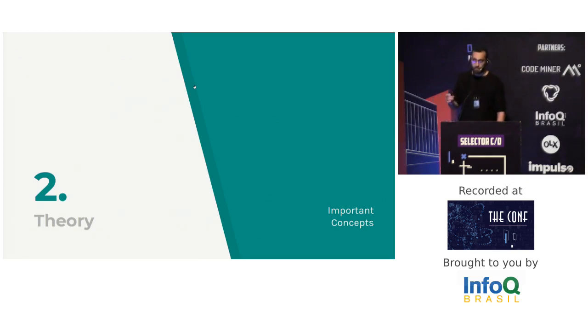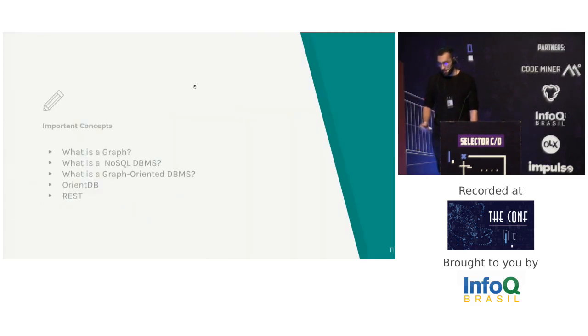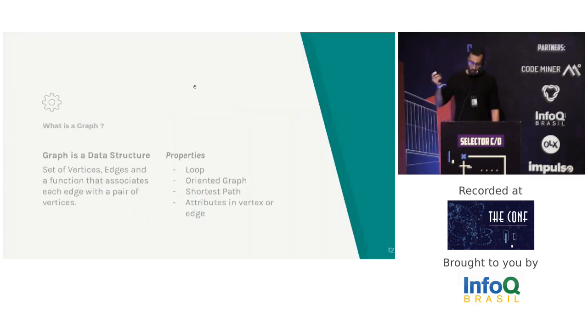So about the theory now. I'm going to talk a little about the important concepts that are necessary to understand the methodology that I used in this project. So first, what is a graph? We need to understand a graph to understand how a graph database works. A graph is basically a data structure, and in an informal way, it's a set of vertices, edges, and a function that associates each edge with a pair of vertices. I'm going to show some pictures, and it's going to be clear what a graph is if some of you don't know what it is.